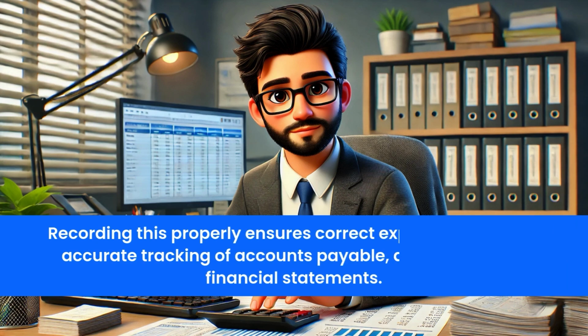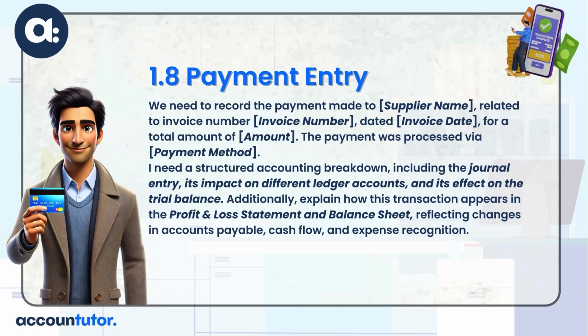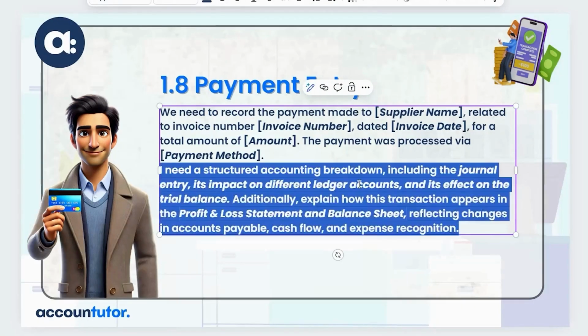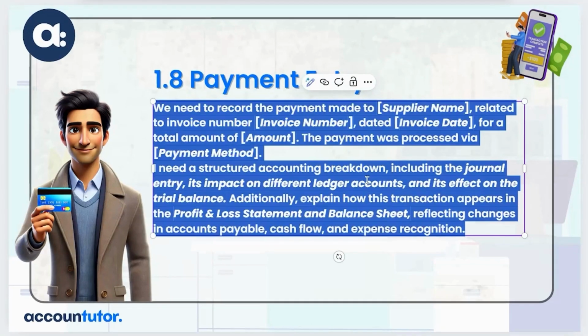Recording this properly ensures correct expense allocation, accurate tracking of accounts payable, and up-to-date financial statements. To simplify this process, we've created a structured ChatGPT prompt that automates the accounting breakdown for any payment entry. The prompt captures all key details, including the supplier's name, invoice number, payment date, total amount, and payment method. Most importantly, it doesn't just record the transaction, it provides a clear journal entry, impact on ledger accounts, and explains how the payment reflects in financial statements. So let's take a look at an actual example to see this prompt in action.